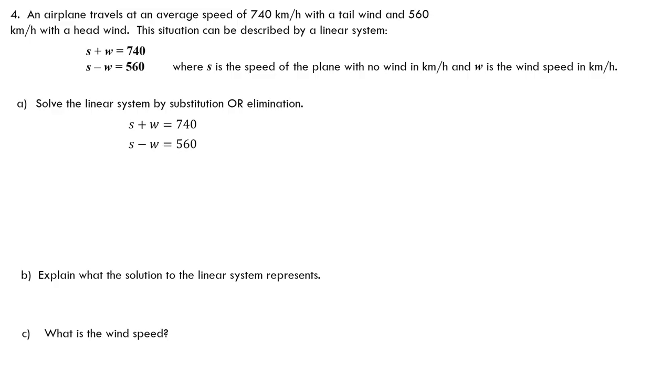Now we have a choice. It would be just as easy to use subtraction to get rid of the s's, or we could use addition to get rid of the w's. In this case, I've decided to get rid of the w's by adding the two equations. So s plus s is 2s. The w's are eliminated because we're adding a positive and a negative together. 740 plus 560 equals 1300. 2s equals 1300. Therefore, s equals 650.